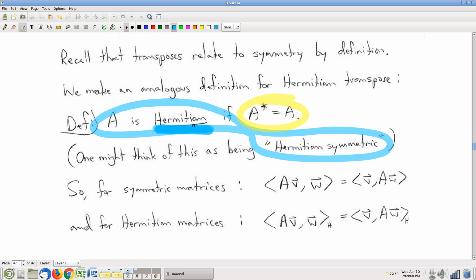I have to remind myself, every time I hear the word Hermitian matrix, okay, what they meant was Hermitian symmetric, and so in my mind, I'm going to think of this as something that behaves kind of like a symmetric matrix, and yet in a Hermitian context. Right? So I encourage you to think along those same lines.